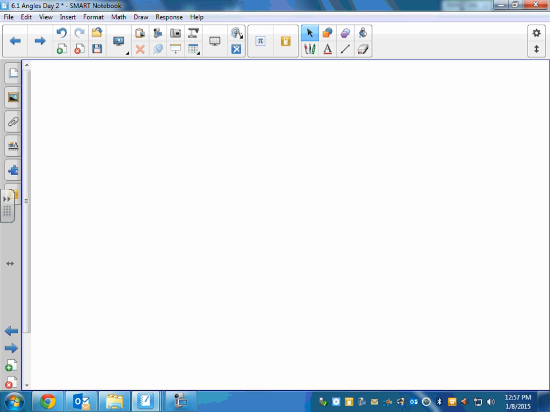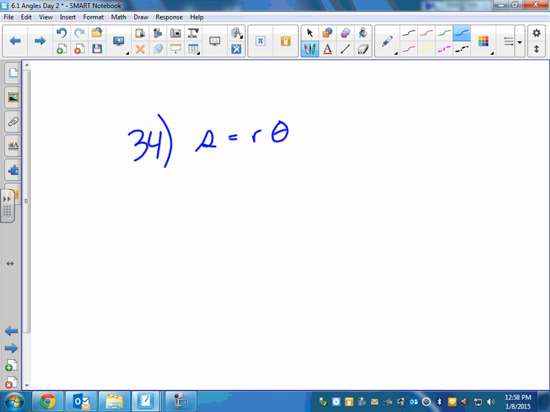All right, so let's look at 34 first. It says, find the radian and degree measures of the central angle subtended by the given arc of length S on a circle of radius R. Find the area of the sector determined by theta. Those are things that are on the test for this chapter. Remember that the formula is S equals R times theta. On this one, they give you S and R, and they ask you to find theta. So you're just plugging that in.